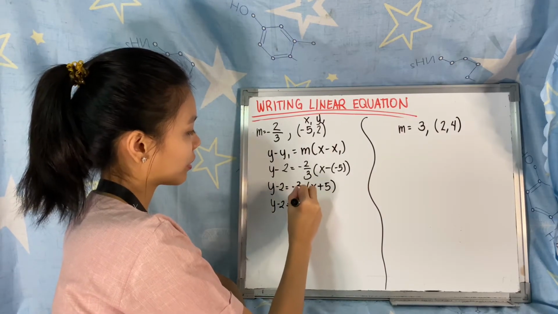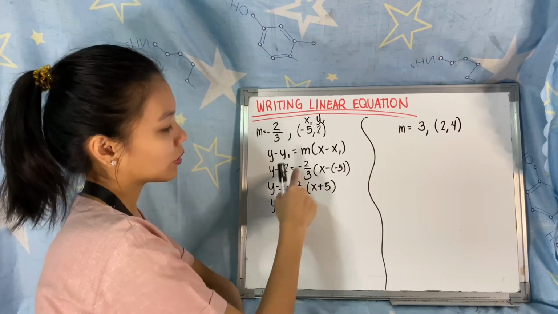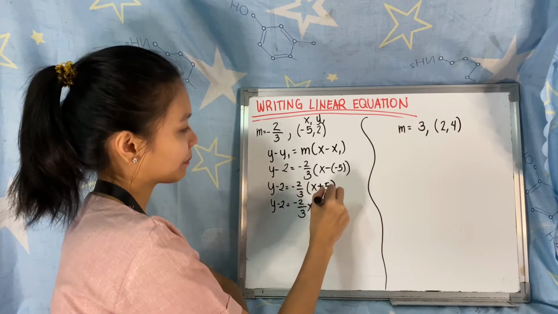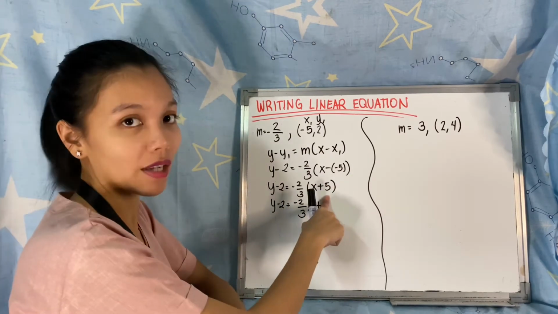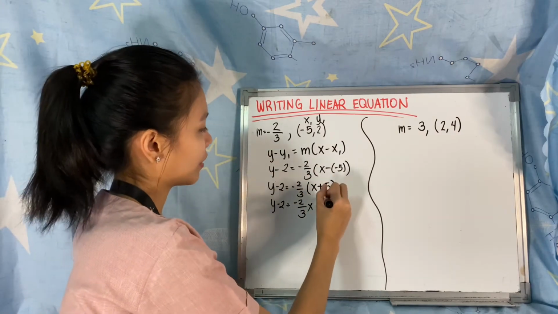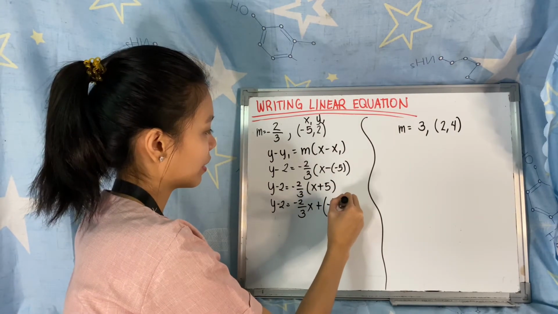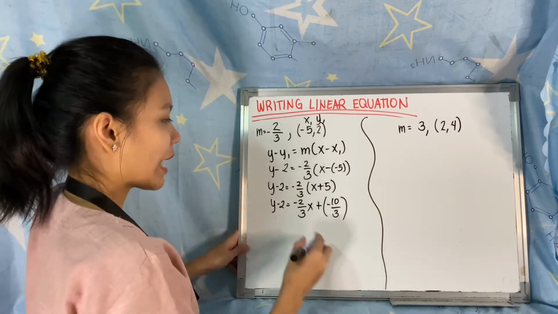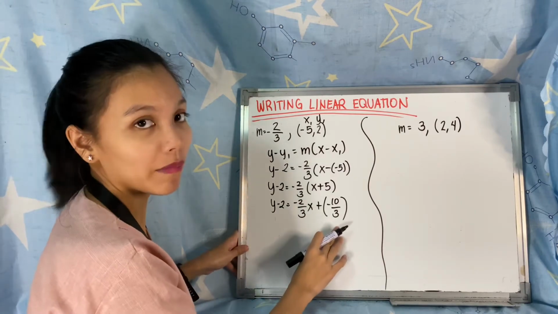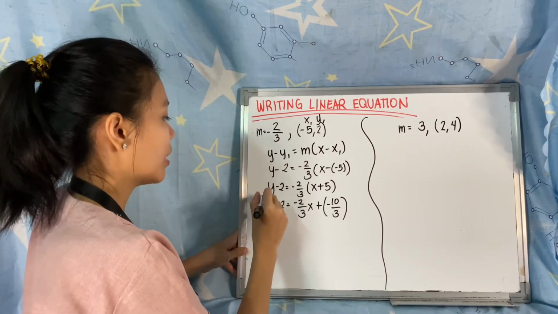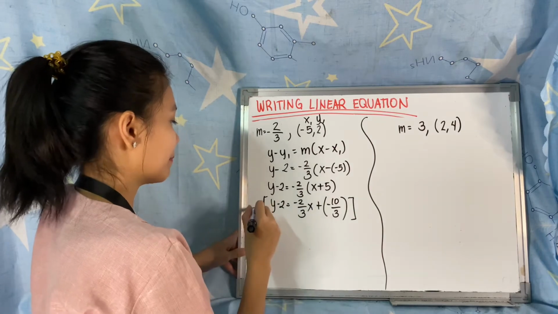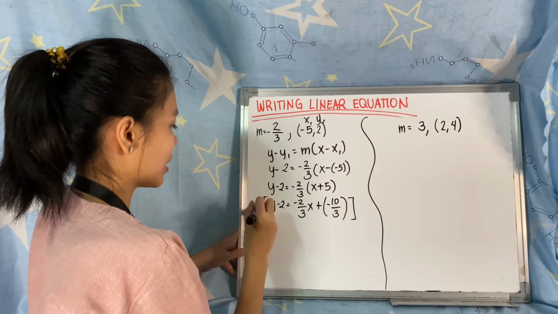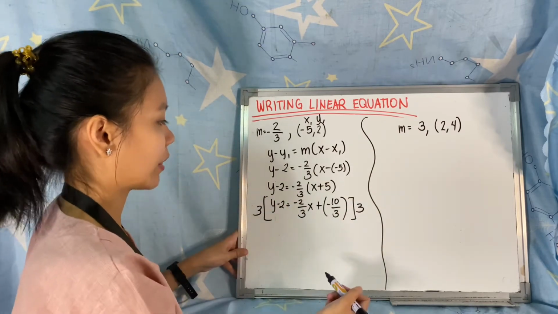So, negative 2/3 multiply by x, that is negative 2/3 x plus, so, negative 2/3 times 5. So, 5 times 2, that is negative 10 over 3. So, magiging ganyan siya. So, para mawala yung ating denominator na 3, maiwan natin yung ating negative 2, multiply both sides by positive 3. Kasi positive naman yung denominator natin.